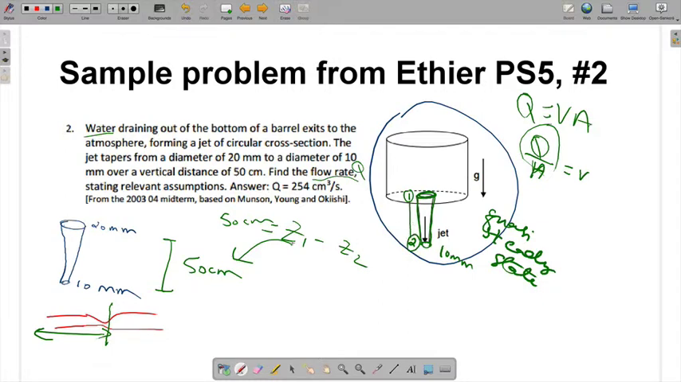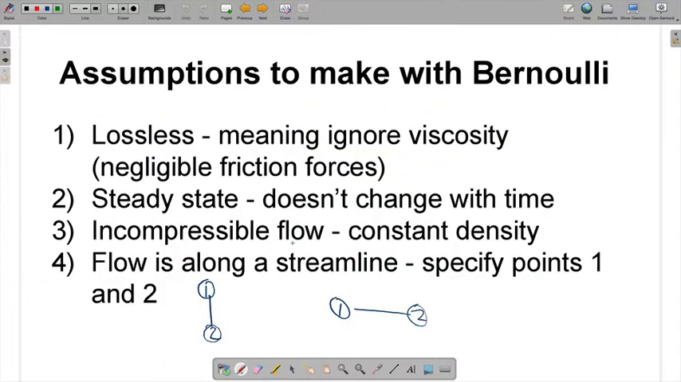This is 0.1, this is 0.2. We know the height difference now, and we pretty much covered everything else, right? So we stated it's lossless, we stated steady state, we talked about the streamline points. I think there's one more thing I'm forgetting. Did I mention everything? Oh, and yeah, okay.